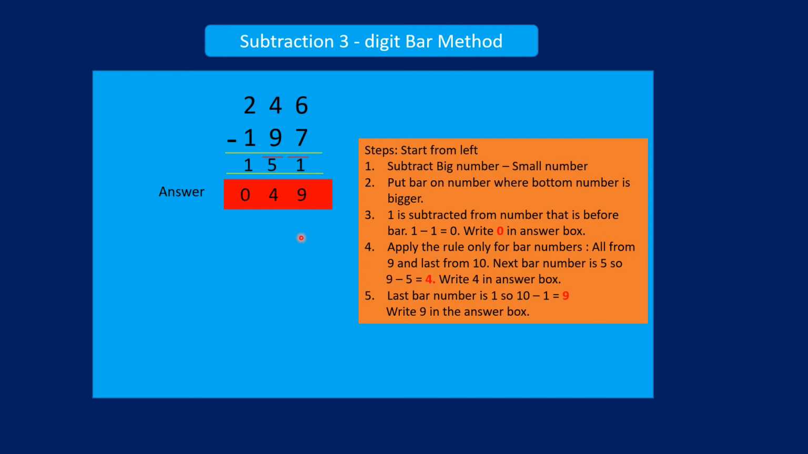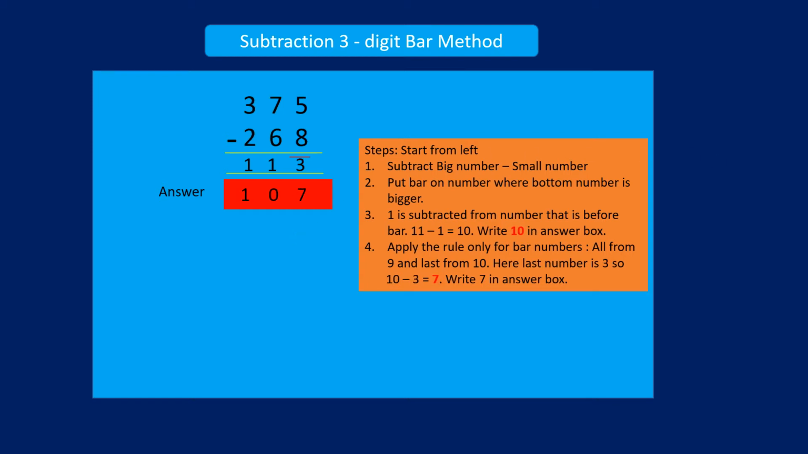We will take one more example. 375 minus 268. Again, start from left. Subtract big number minus small number. So 3 minus 2, 1. 7 minus 6, 1. And 8 minus 5, 3.